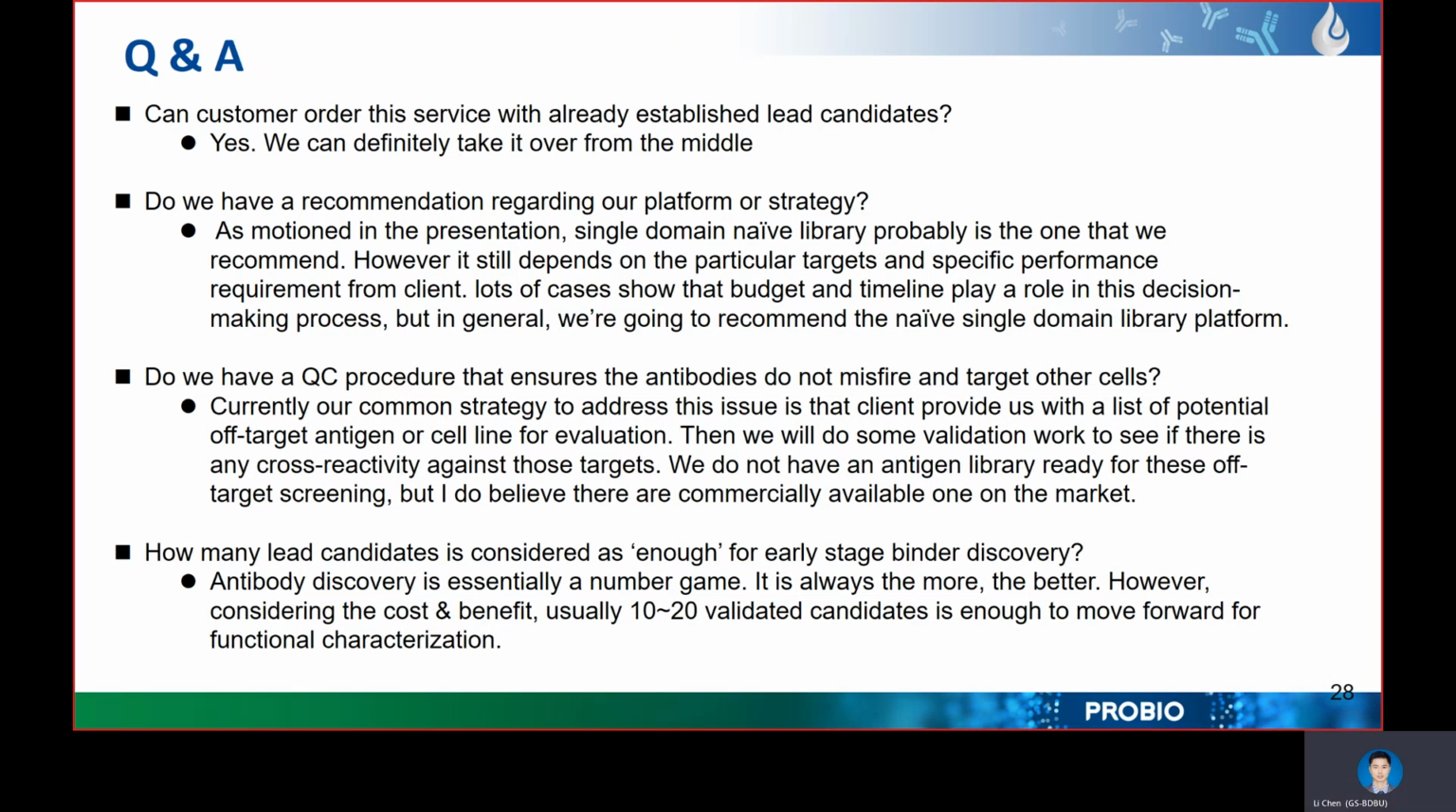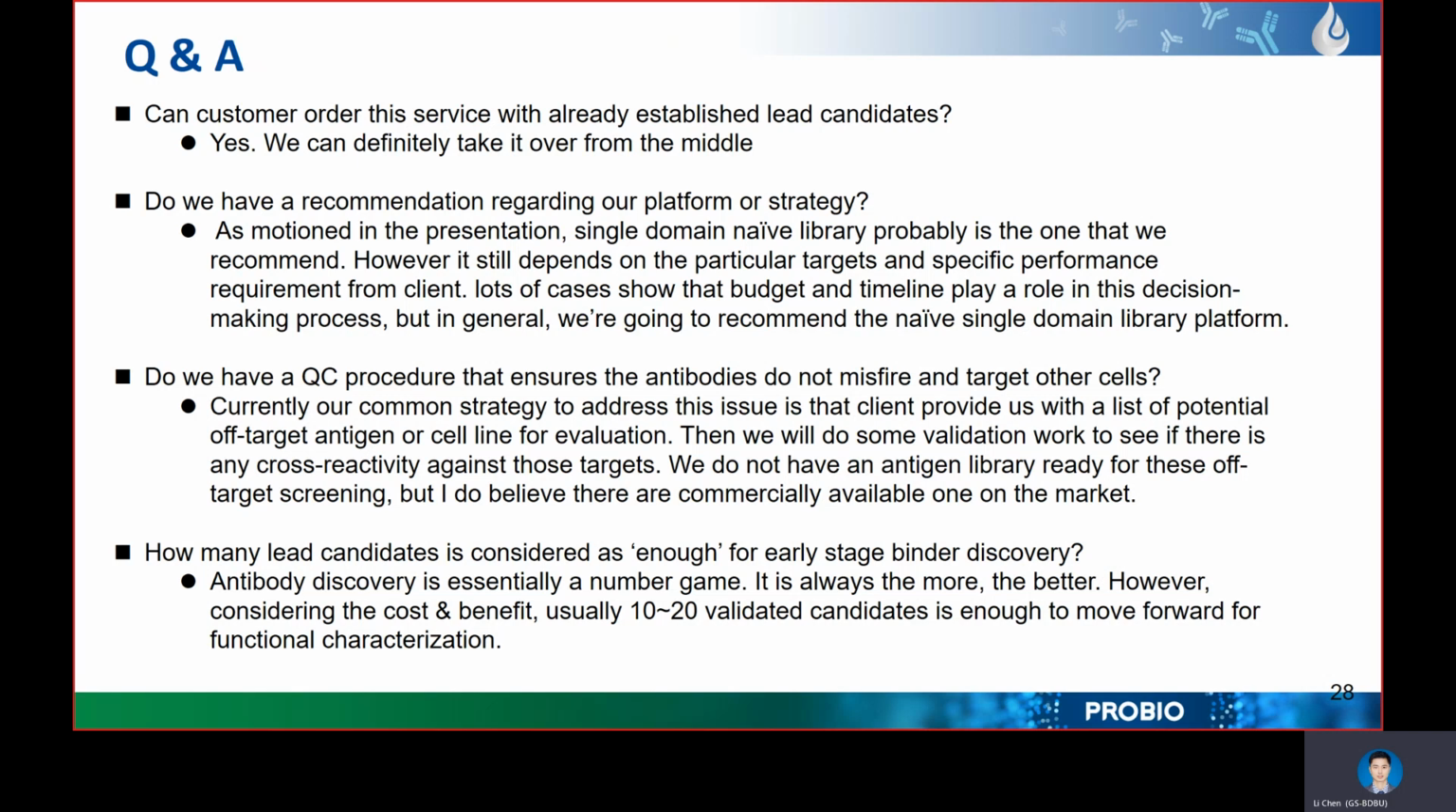The second question is, do we have a recommendation regarding platforms or strategies? As mentioned in the presentation, single domain naive library is probably the one that we're going to recommend. However, it still depends on the particular targets and specific performance requirements from clients, from the pipeline itself. Lots of cases show that budgets and the timeline play a role in this decision-making process. But in general, we're going to recommend the naive single domain library platforms.